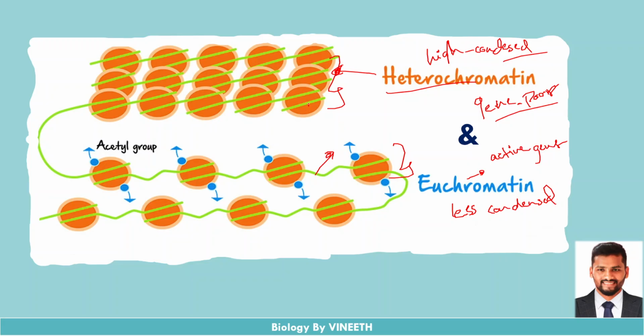The methyl groups keep the chromatin in the heterochromatin state, or the inactive state. And the acetyl groups keep the chromatin in the euchromatin state, or the transcriptionally active, transcriptionally accessible state. So these acetyl groups are meant to keep the chromatin in a transcriptionally accessible state, while the methylation patterns, the monomethylations, dimethylations or trimethylations, are responsible for maintaining the chromatin in the heterochromatin state. So this is the major difference between heterochromatin and euchromatin.